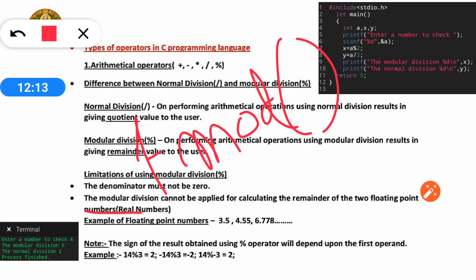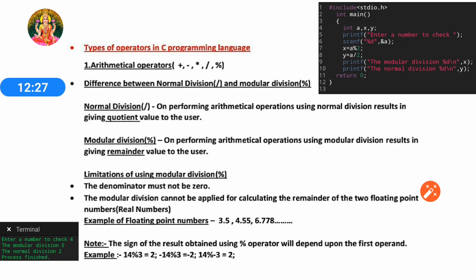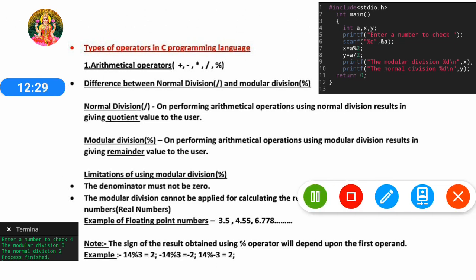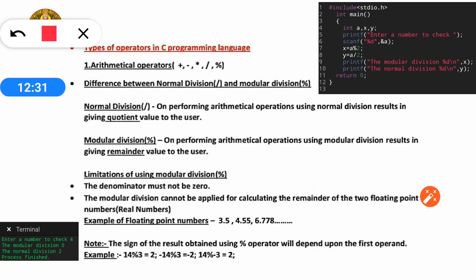Hope it is clear students that for calculating the remainder of two floating point numbers we use the fmod function, and the modular division cannot be used for that, only for two integer variables. Examples of floating point numbers, it is not required to be told, but still I am telling, are 3.5 and 4.55.